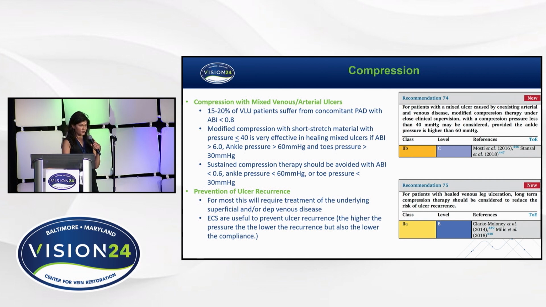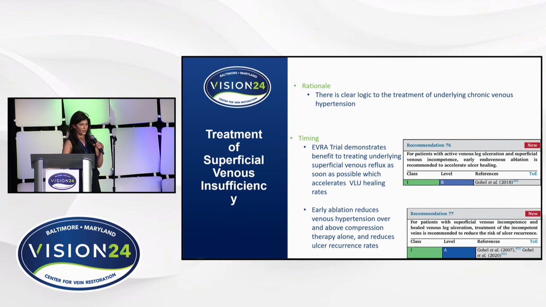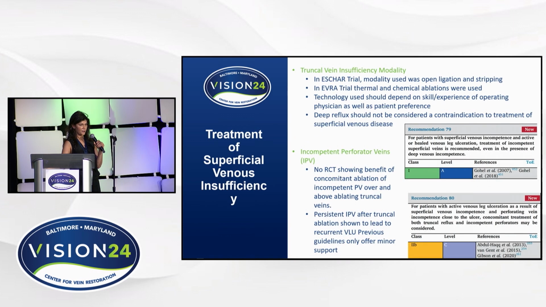With prevention of ulcer recurrence, a new recommendation is the use of compression garments, and elastic compression garments are useful in the long term. Treatment, definitely, we all know, is underlying treatment of chronic disease, but the EVER trial demonstrated the need to do that sooner rather than later, so they are recommending definitely treating that sooner rather than later. And then in healed ulcers, they also recommend that early ablation reduces recurrence.